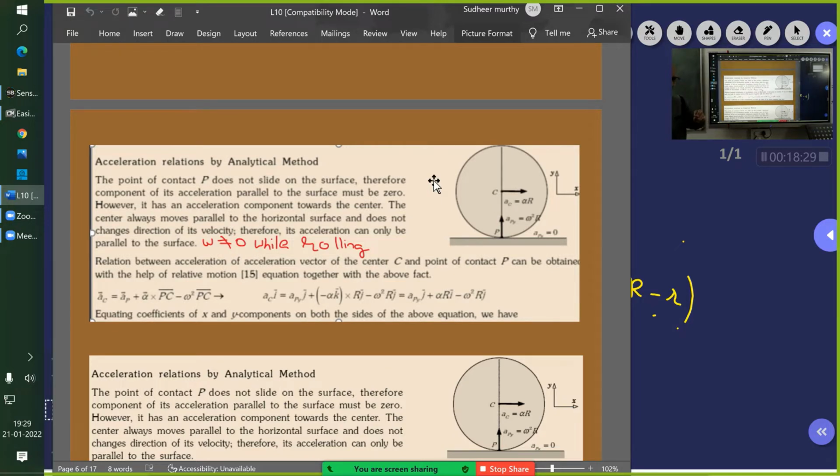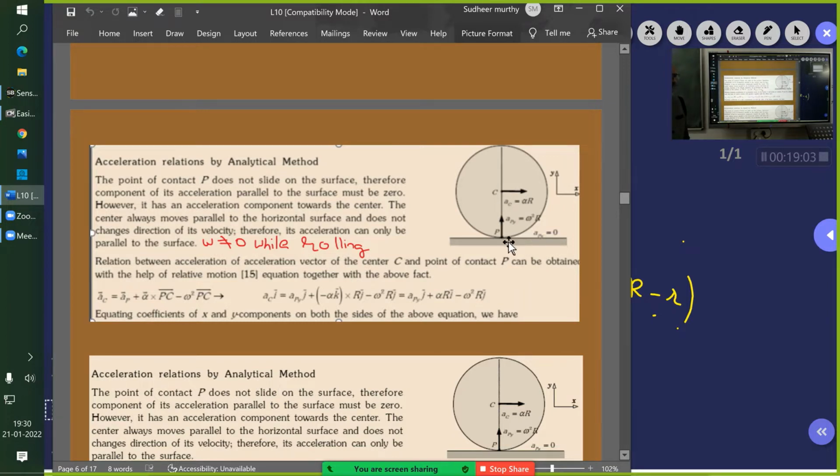We have also handled that acceleration part while we discussed a rod and things like that. So the point of contact P does not slide on the surface. Therefore, the component of acceleration parallel to the surface must be 0. That means, I think you can see here, APX is equal to 0. That means there is no component of acceleration along this path.